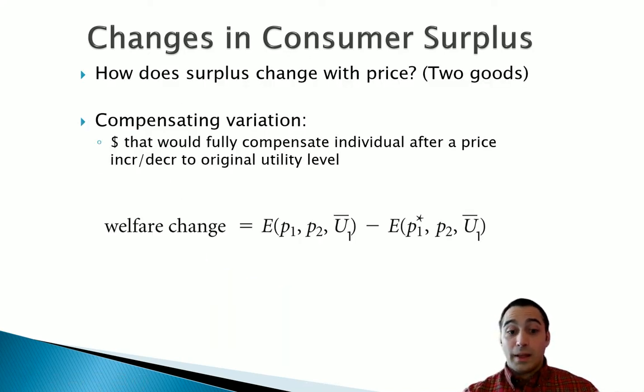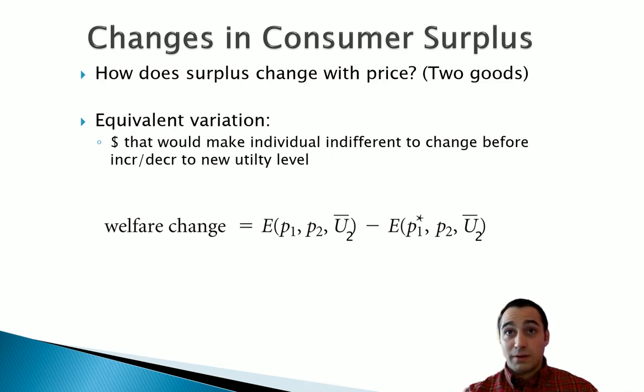So, to bring this home once more, in order to find compensating variation, we're trying to find the dollars that would fully compensate an individual after a price increase or decrease back to their original utility level. We need to find the expenditure associated with your original prices and then subtract that from the expenditure it takes to get that utility at the new prices.